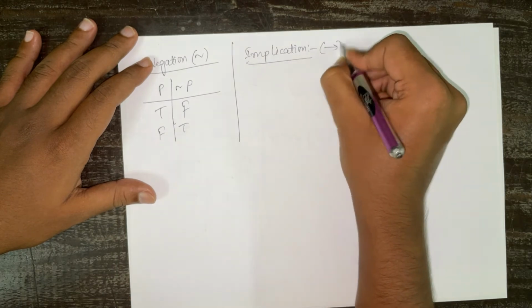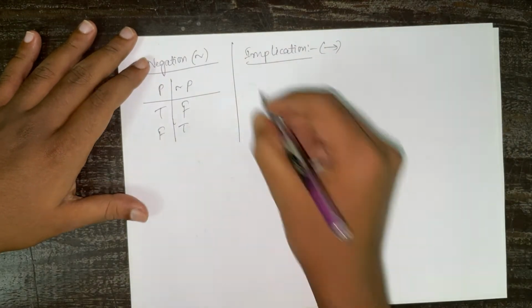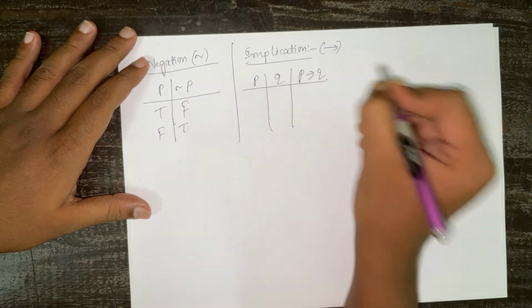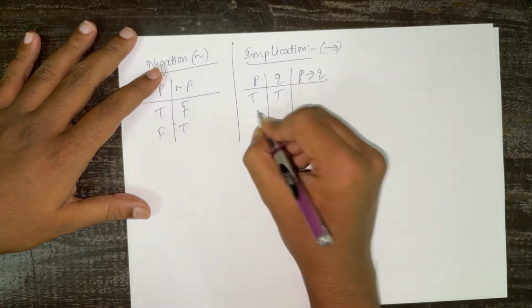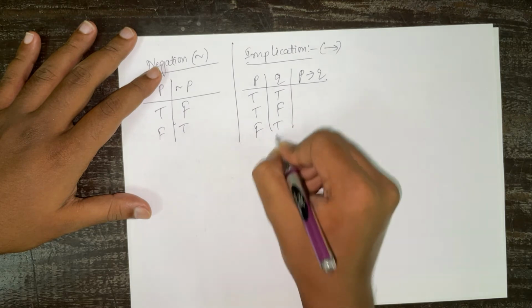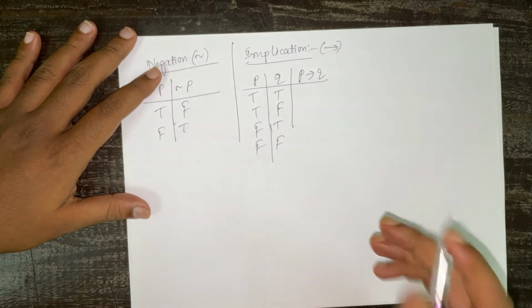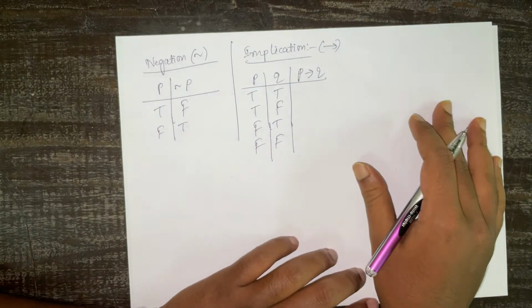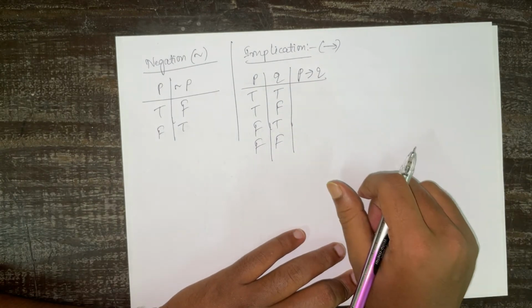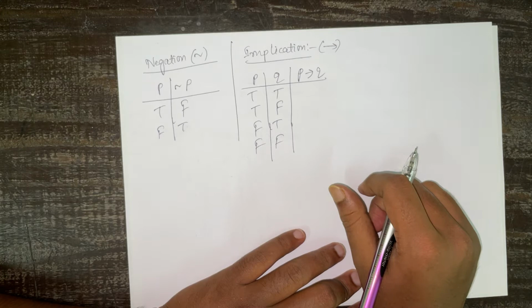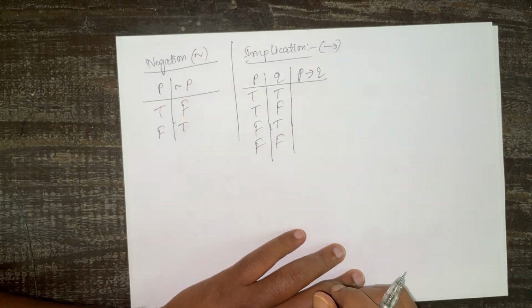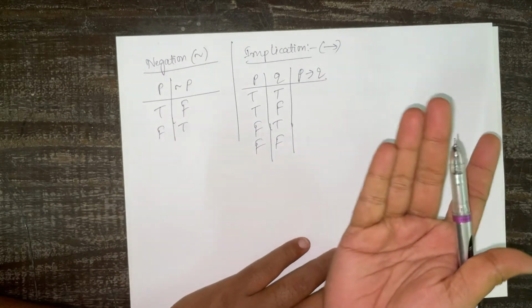Implication symbol is arrow. So P, let's write the truth table, and P implication Q. Again the possibilities are true, true, true, false, false, true, false, false. These are the possibilities of P and Q as statements. So in this case, there's only one case when P implication Q is false, and that is when the first case is true and the second case is false.